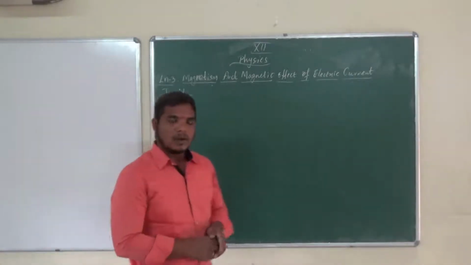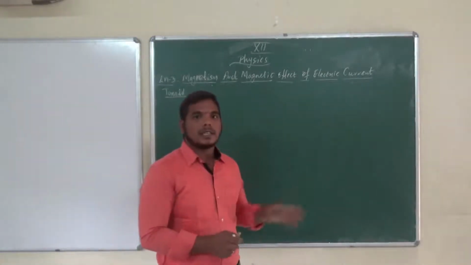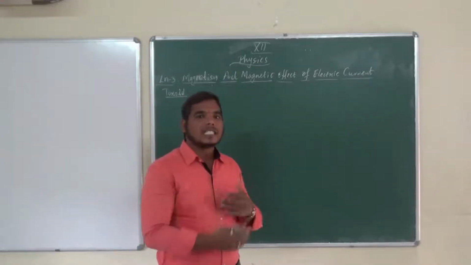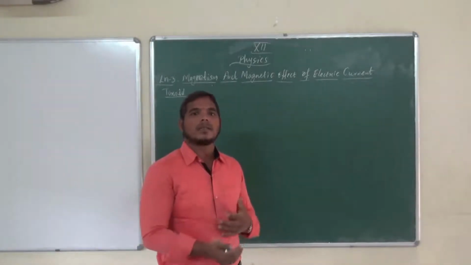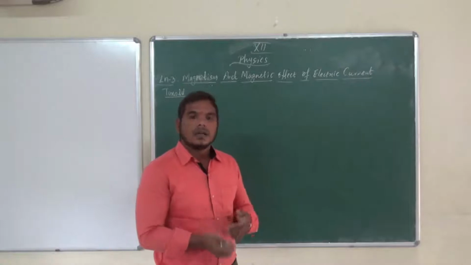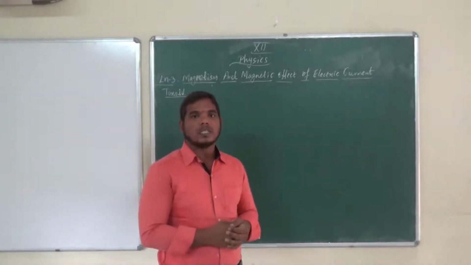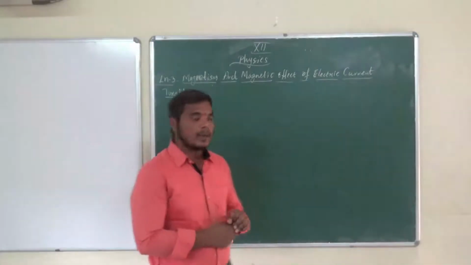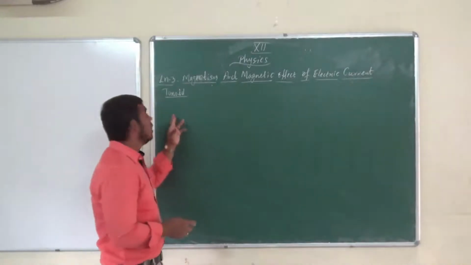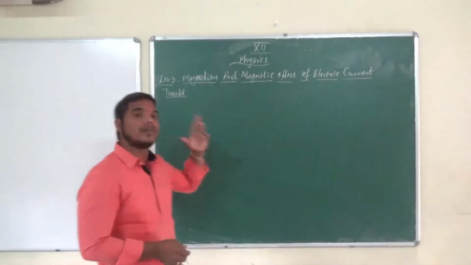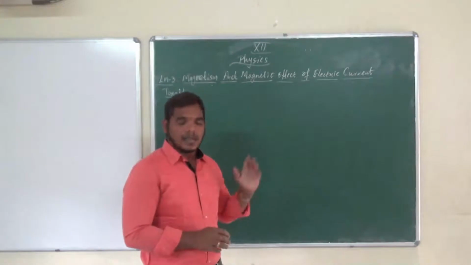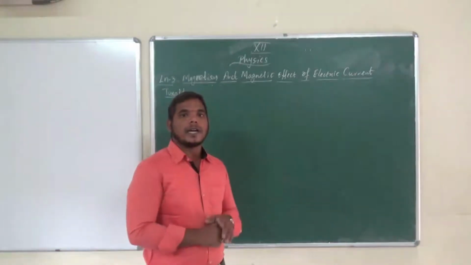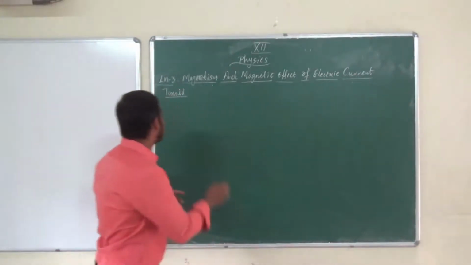Toroid. What is that? Toroid. This toroid is nothing but the solenoid. In our previous class, we discussed the solenoid in detail, using the solenoid to find the magnetic field. In this class, we are going to discuss the toroid, using the toroid to find the magnetic field. Toroid is nothing but the solenoid. We have taken the solenoid, see that?